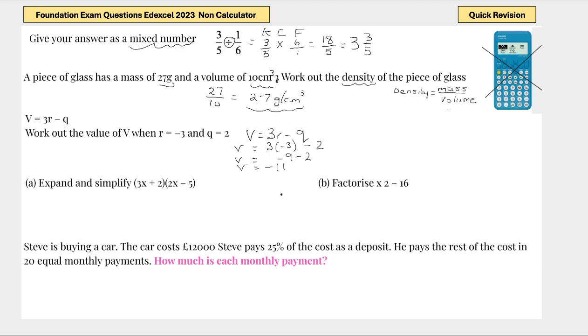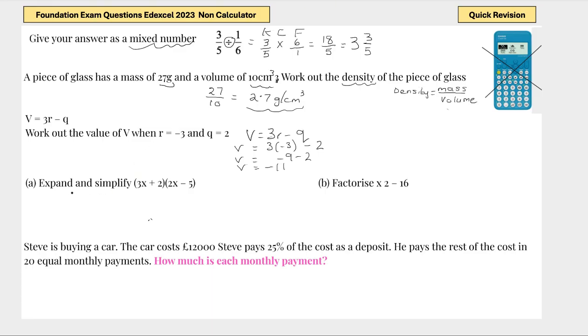How'd you find that? I've done them before on quick revision. It's all about substitution. Once you know how to plonk in our numbers for our letters, you can solve these. This is probably really one of the simple questions you're going to get on a foundation paper.